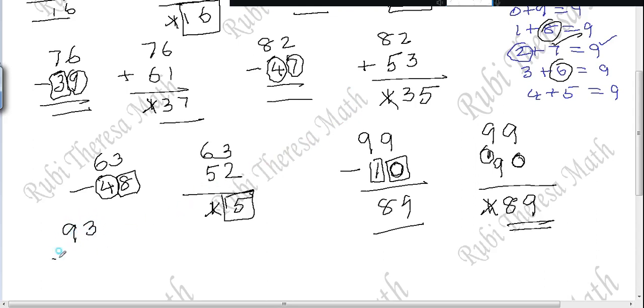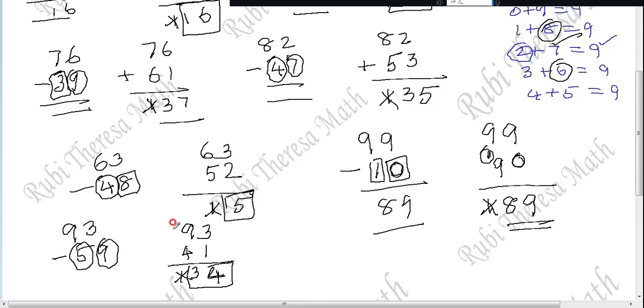93 minus 59. What is it? 93. To make it 10, what is the complement of 9? 1. To make it 9, what is the complement of 5? 4. So 4, 9 plus 1 is 10, 10 plus 3 is 13. So 1 you strike out, 34 is the answer. Do you follow? Do you follow or not? Every one of you, just recall it and do it.